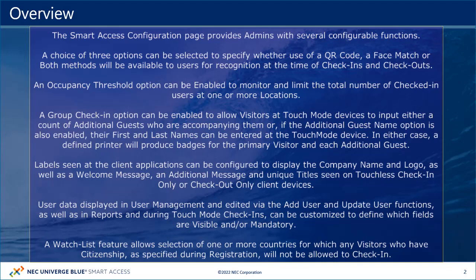Labels seen at the client applications can be configured to display the company name and logo, as well as a welcome message, an additional message, and unique titles seen on touchless check-in only or checkout only client devices. User data displayed in user management and edited via the add user and update user functions, as well as in reports and during touch mode check-ins, can be customized to define which fields are visible and/or mandatory. A watch list feature allows selection of one or more countries for which any visitors who have citizenship, as specified during registration, will not be allowed to check in.